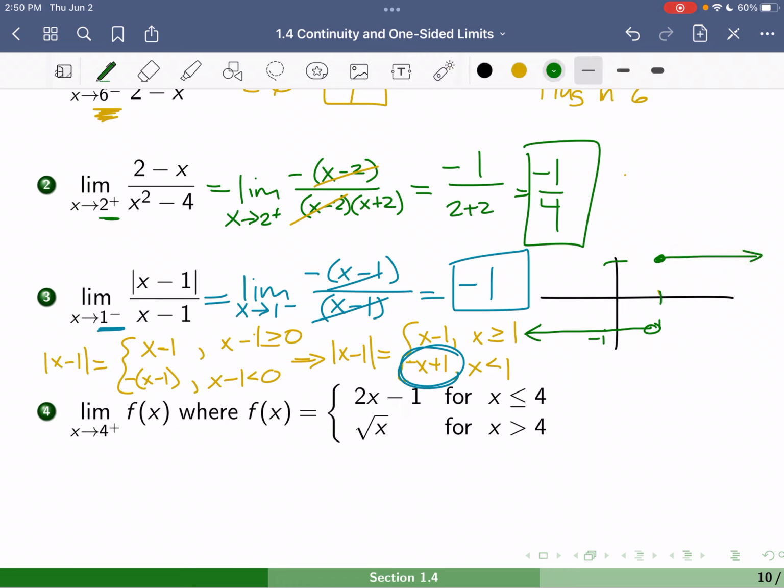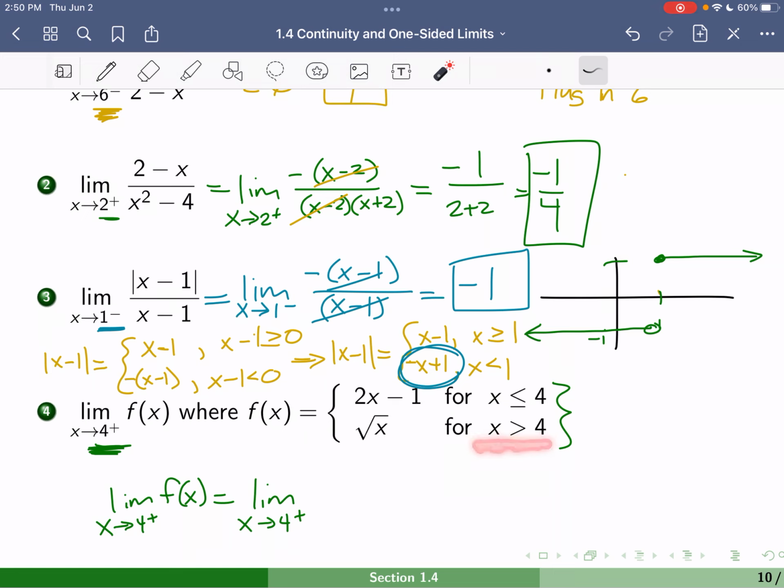All right, and one final example here. The limit as x approaches 4 from the right, from the positive side of f of x, where f of x is piecewise defined in this way. So the limit as x approaches 4 from the right is going to be, so if we have values that are a little bit to the right of 4, a little bit larger than 4, how is this function defined? For values of x that are greater than 4, it is defined by this. So we have square root of x, and we can substitute in directly. And we get 2 as our limit.